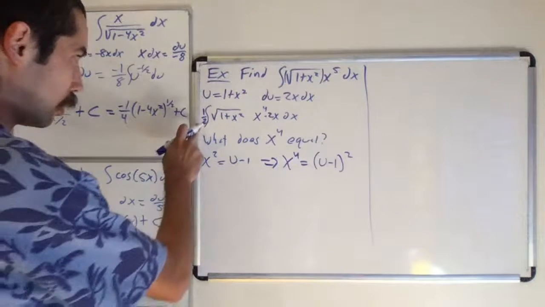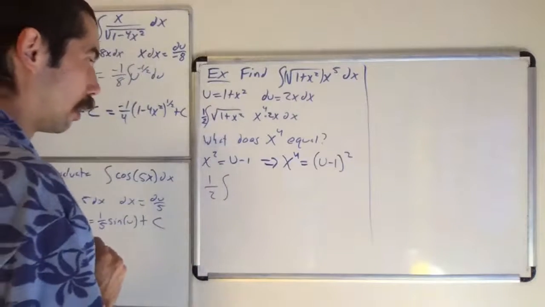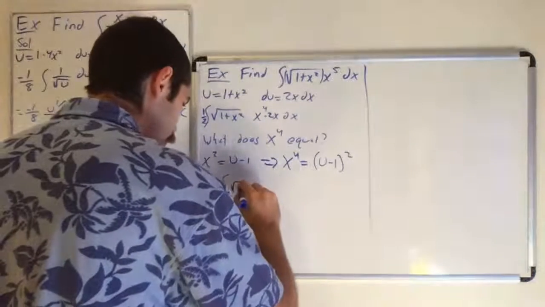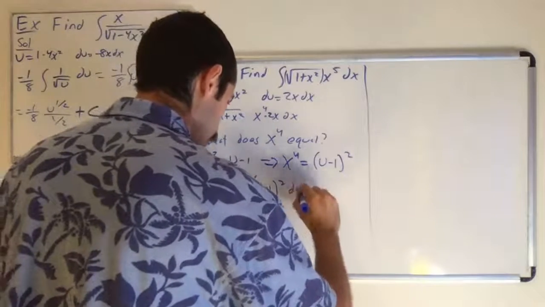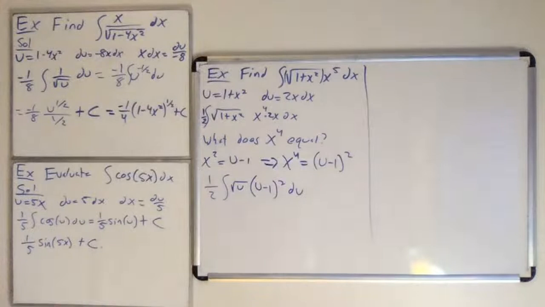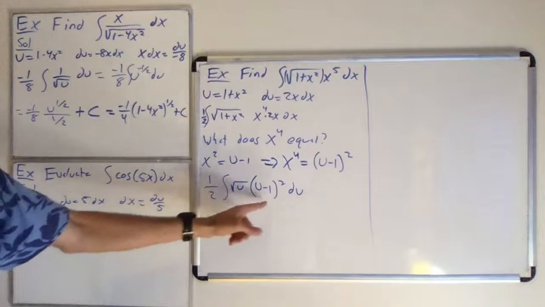So our integral is 1/2 the integral of the square root of u times u minus 1 squared du. But this doesn't, well, actually it helps, but where do we go from here? We don't know how to integrate a product.